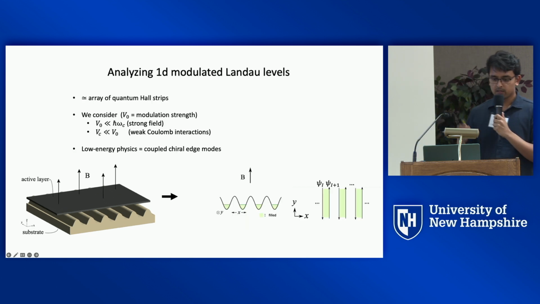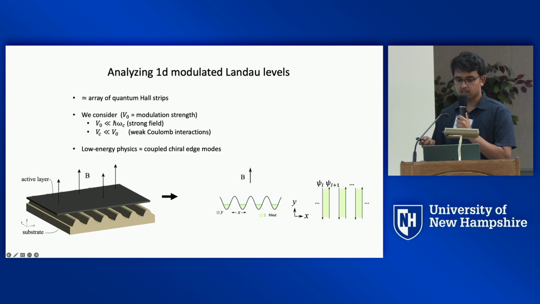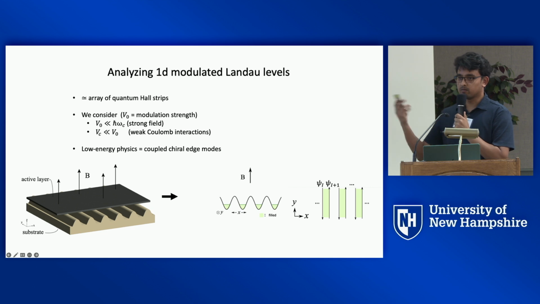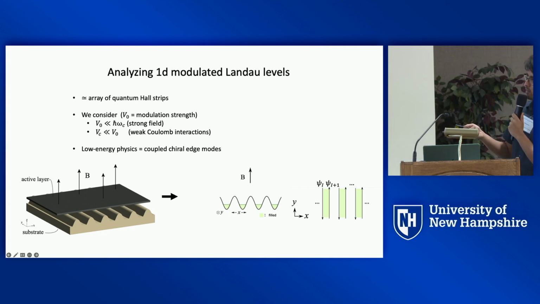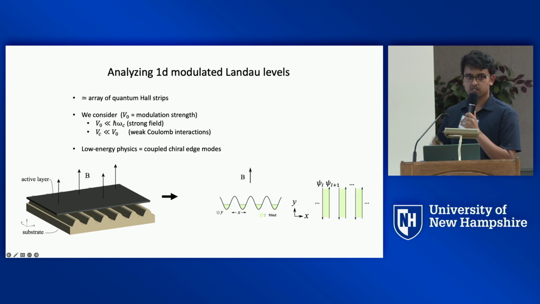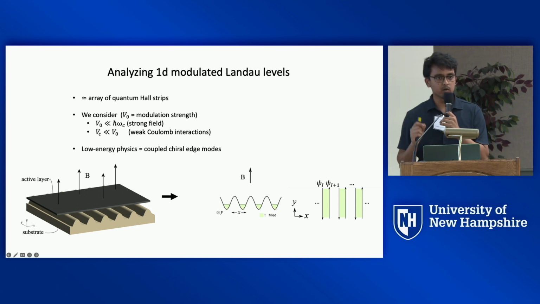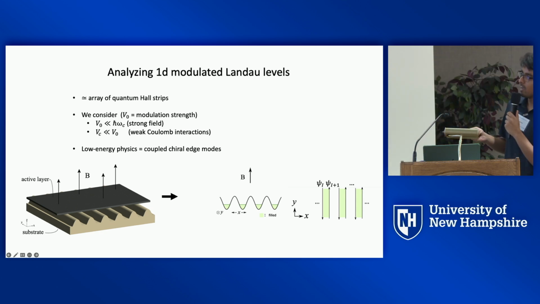So the starting point, theoretically, is analyzing a 1D modulated Landau level. And so I want to establish that the theory is really just an array of quantum Hall strips, let's say along the y direction. And we choose a particular regime to study this analytically. This can be studied many different ways, but we choose a regime where we can really just treat the edge modes as being the active degrees of freedom. And the low energy physics therefore becomes a series of coupled chiral edge modes. And that's what I've tried to illustrate here and here.